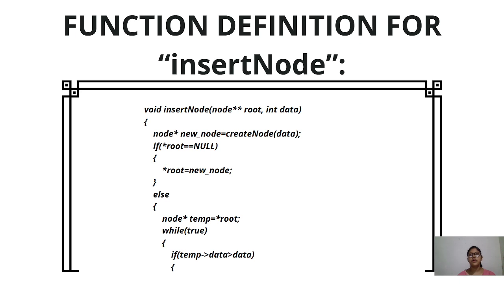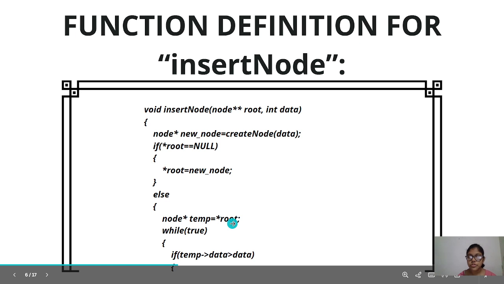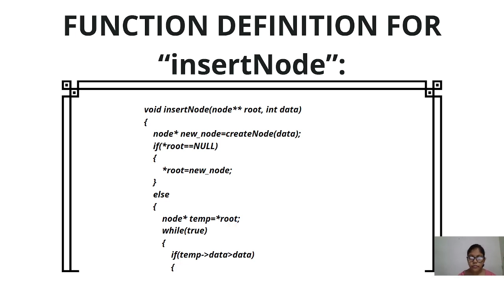Now, we will store the data in root when the BST is empty. That means root, star of root, is equal to null. That means root doesn't contain any type of value. So if star root is equal to null, then star root is equal to new node. We will store this new node under the star root if the full BST is empty, if the root is null. Else we will have a root obviously.